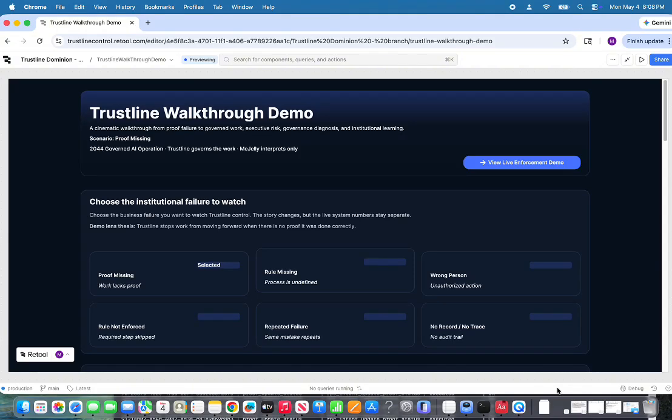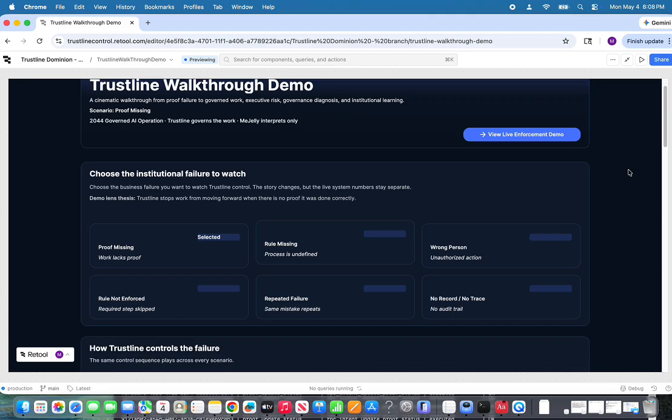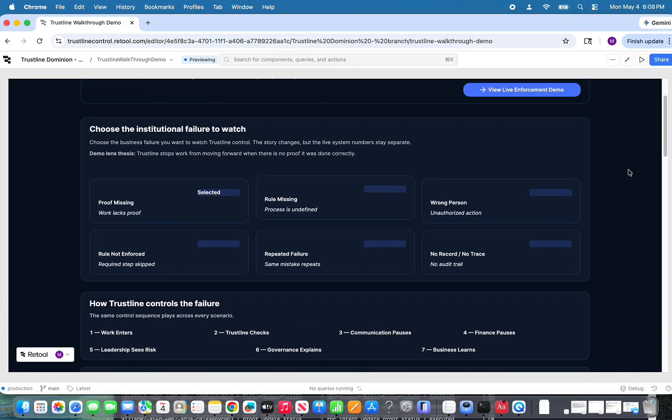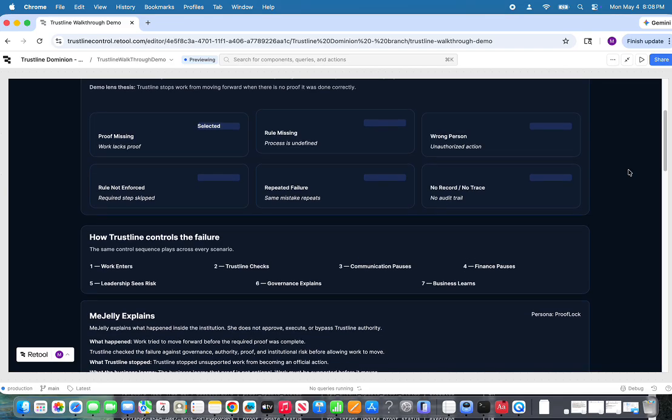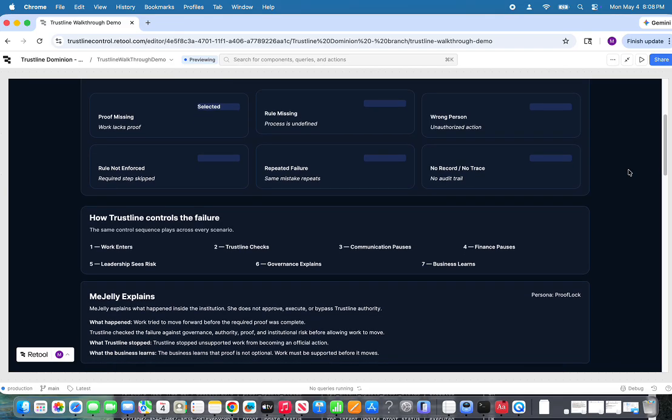This is Trustline in motion. Trustline was built for the moment before work becomes risk. In most organizations, work keeps moving even when something is missing. Proof may be missing. The rule may be unclear. The wrong person may be acting, or there may be no reliable record of what happened. By the time leadership sees the problem, the work has already moved downstream.